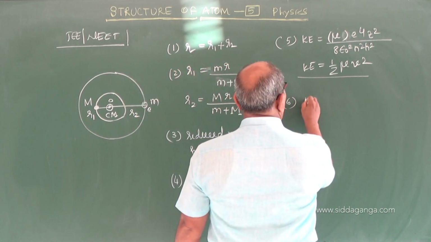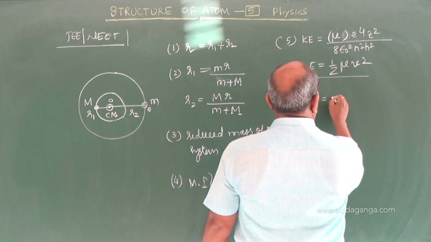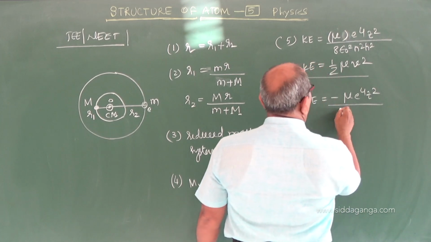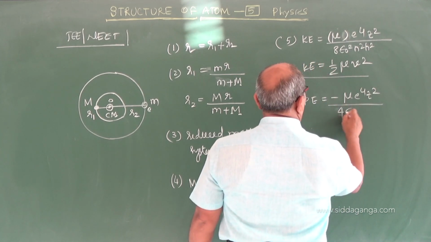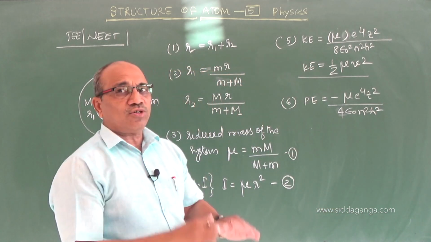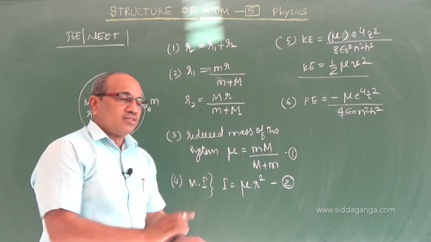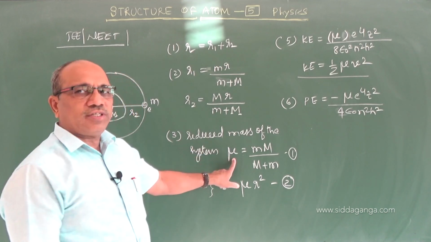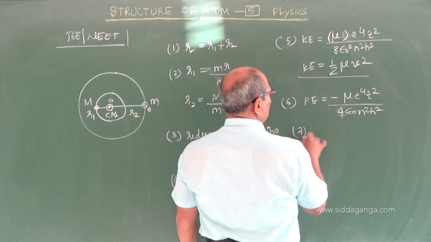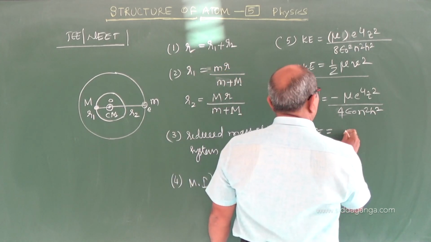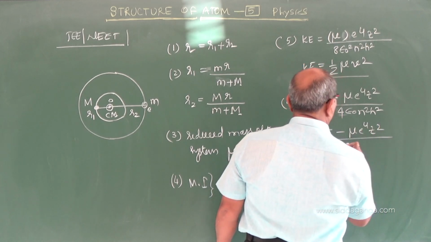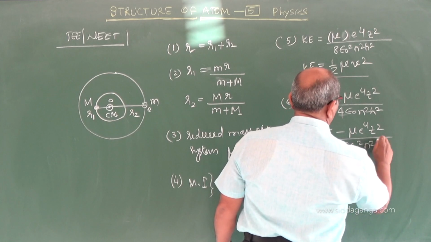And the potential energy, if required, is minus mu e to the power of 4 z square by 4 epsilon naught n square h square relation. It is very simple to remember; the equations come easily because wherever mass appears, you substitute the reduced mass. Same equation with a minus sign. Suppose you want the total energy expression, it is minus mu e to the power of 4 z square by 8 epsilon naught square n square h square.